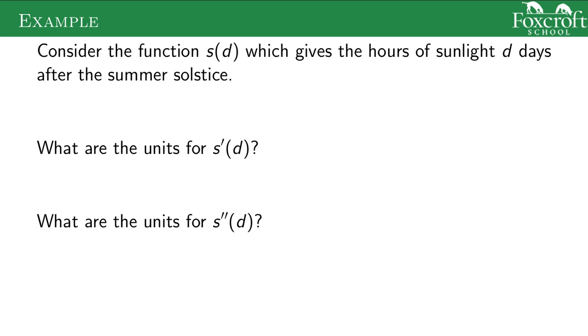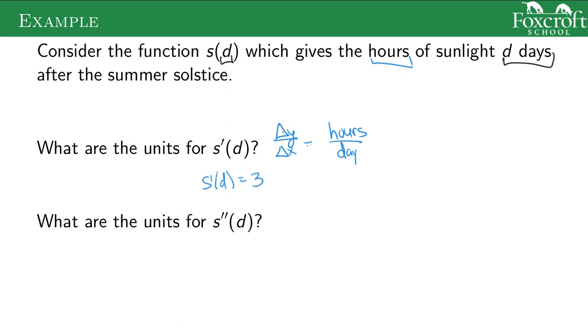So consider this function s of d, which gives the hours of sunlight d days after the summer solstice. All right, so our input is the d, which is days, and our output is the hours. So what's the units for s prime going to be? Well, s prime is a slope where our y values are on the top and our x values are on the bottom. We just said our y values are hours and our x values are days.